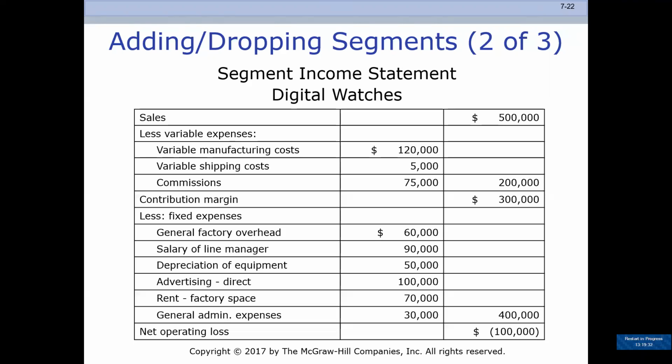Depreciation of equipment. Yeah, you're not using the equipment, but would it depreciate just sitting there too? Yeah, it would. You'd still have it. Get rid of it. Well, that would be a complicating factor, right? Let's say that this equipment is only used to make digital watches, they can sell it for $10,000. Would that be a relevant number?